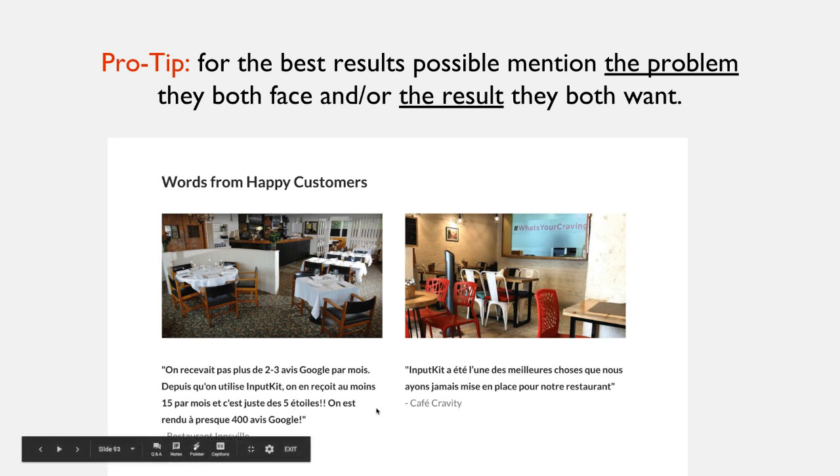Actually, this is the French version of one of the landing pages because I didn't have a screenshot of the English version. But if I just translate this roughly, these restaurants were not getting any leads from Google search and stuff like that, and now they're getting like 2 or 3 every week, and they're getting a ton of reviews and everything. So I'm showing the problem they were having and the result they want. So it's the best of both worlds to make the testimonials as effective as possible.